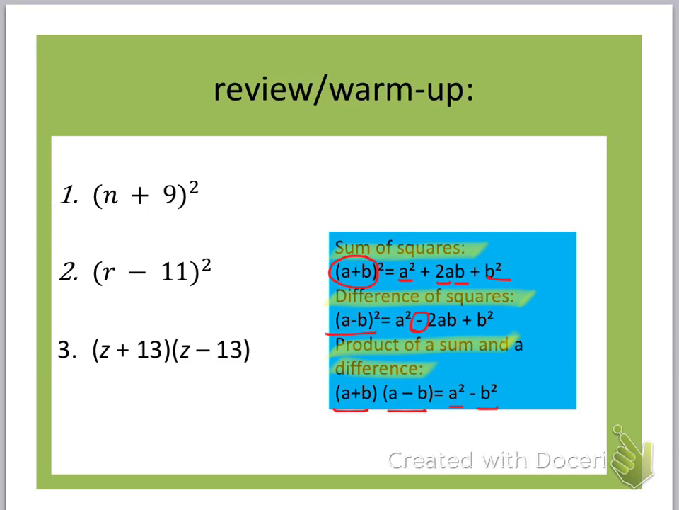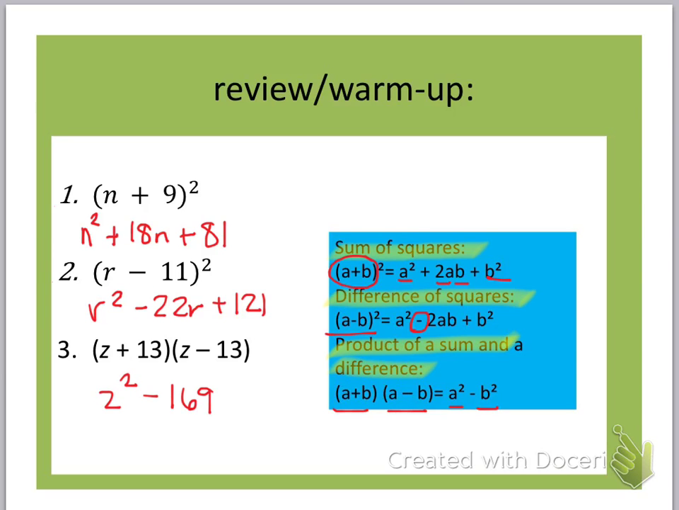Okay, so number 1 is the first pattern. So we're going to do n squared plus 2 times n times 9, which is 18n, plus 9 squared. Number 2 is the second pattern. So we're going to take r squared minus 2 times r times 11 plus 11 squared. And number 3 is the last pattern. You take the first number squared minus the second number squared.